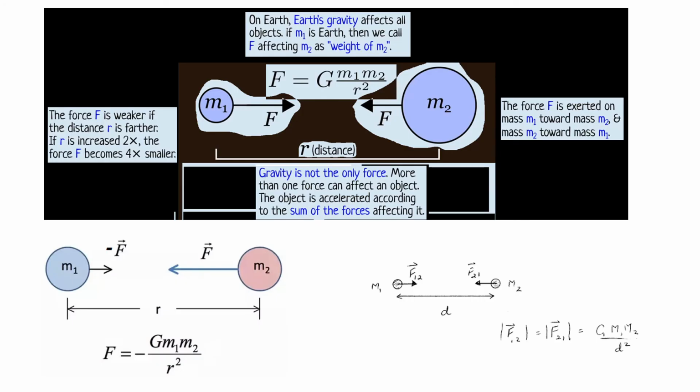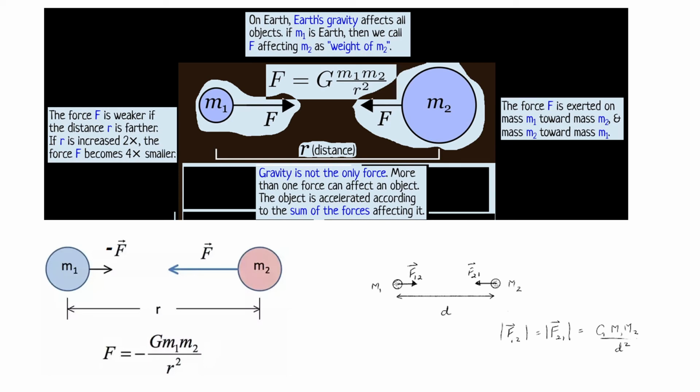Let's have a look at this slide. The force F is exerted on mass M1 towards mass M2 and on mass M2 towards mass M1. So again, this is Newton's third law, and they're pulling on each other with the same magnitude. Mass M1 is pulling mass M2 with a force, and mass M2 is pulling mass M1 with a force, and they are the same forces, the same magnitude.